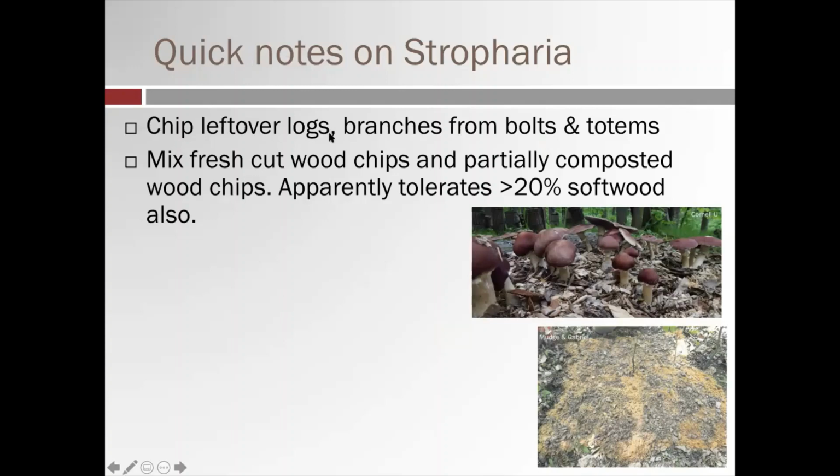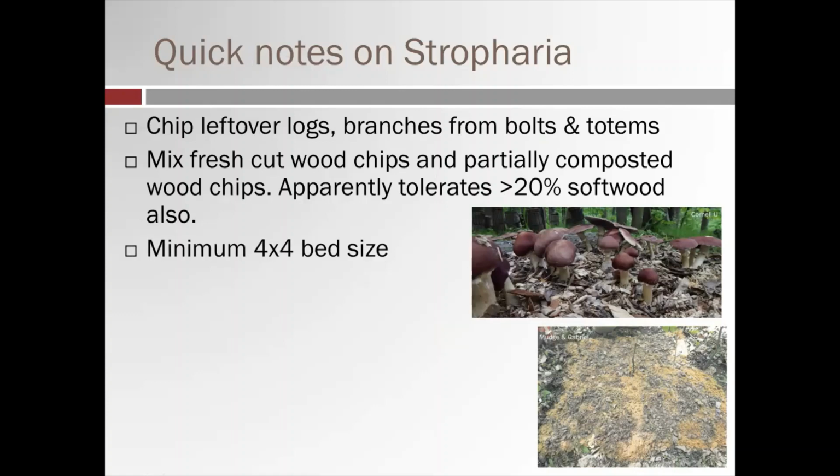So chip up your leftover logs, and what people usually use is a mix of fresh cut wood chips and partially composted wood chips. Apparently, this is the only type of these 4 species that will tolerate any softwood. Cornell has figured out that about 20% softwood can work, but no more than that.